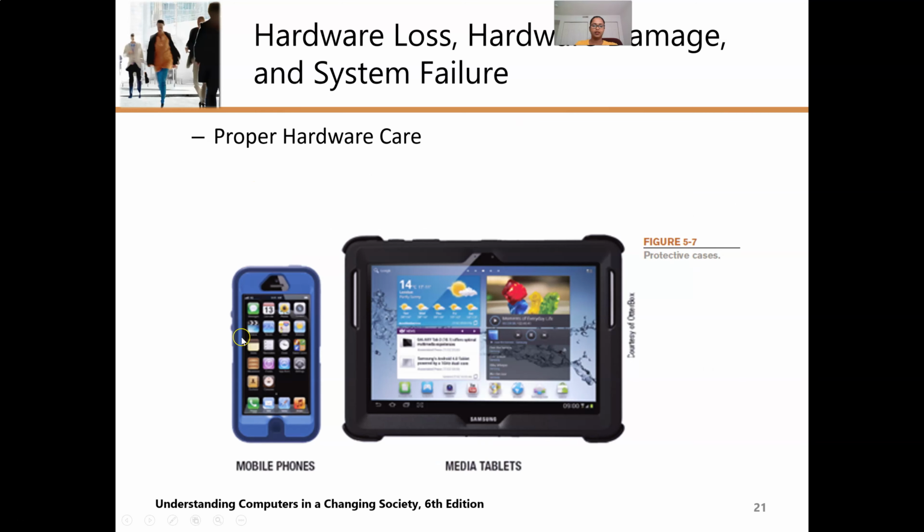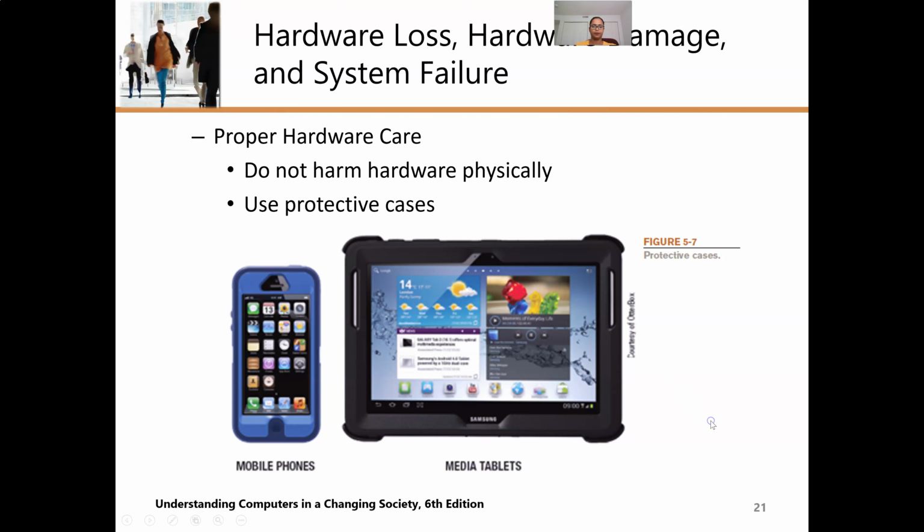So these are the images of protective cases. These are the rubberized cases on top of a mobile phone or a tablet. So this protects the device from physical security threats, physical damages actually. These hardware cases do not harm the hardware physically. It is not something related to your software or what is inside the computer digitally, but it gives you physical protection.